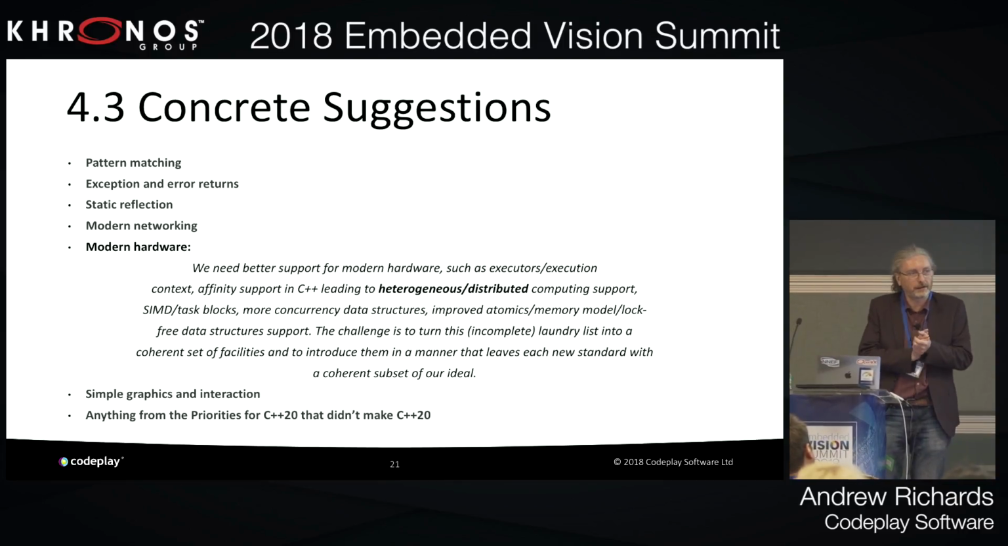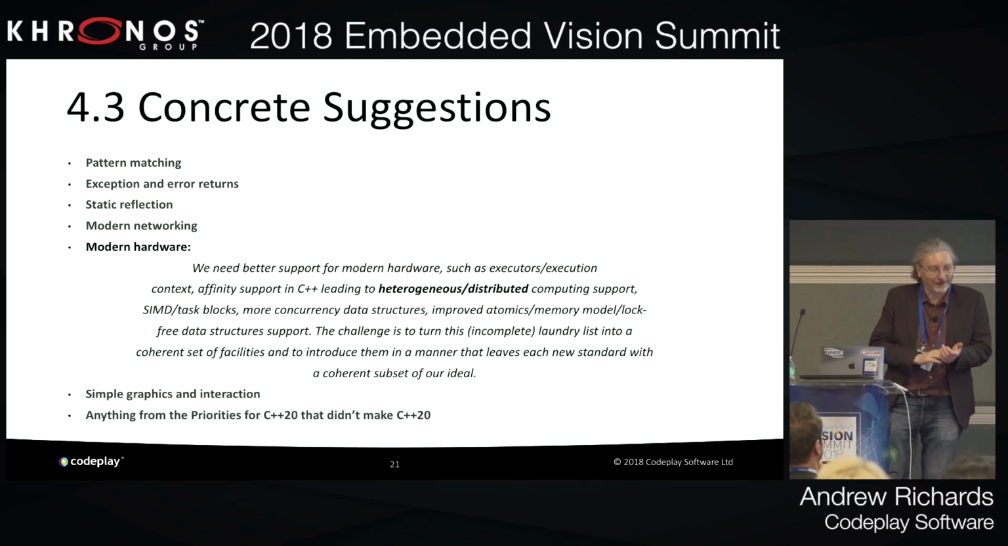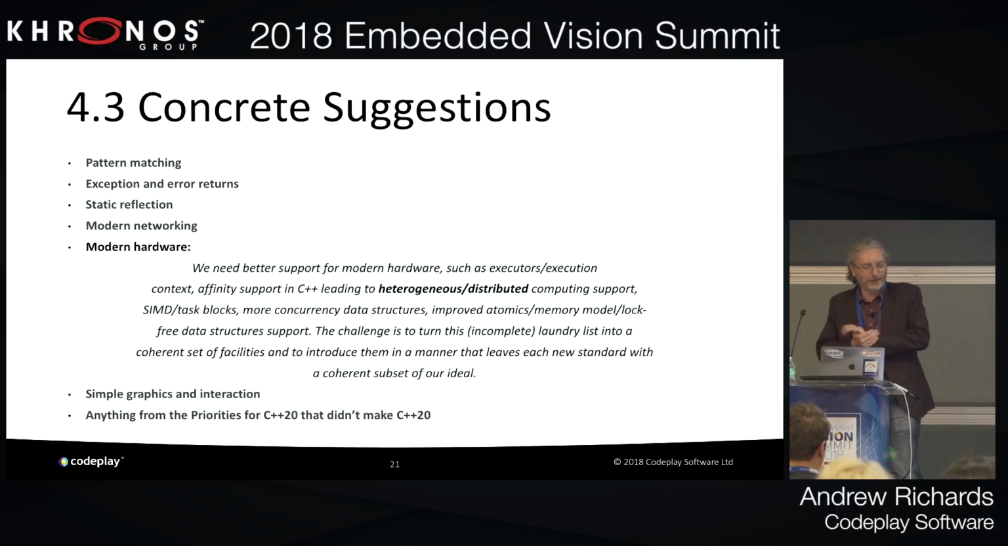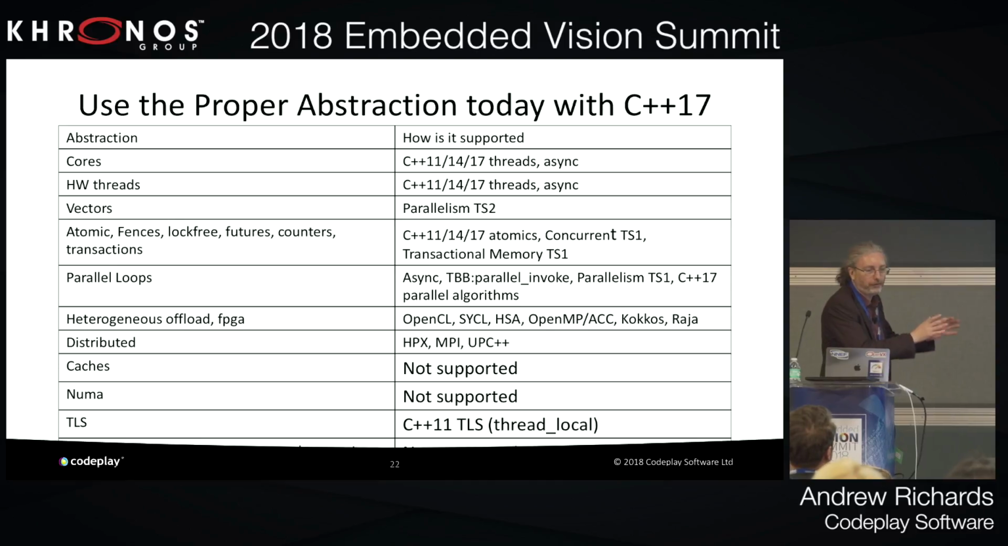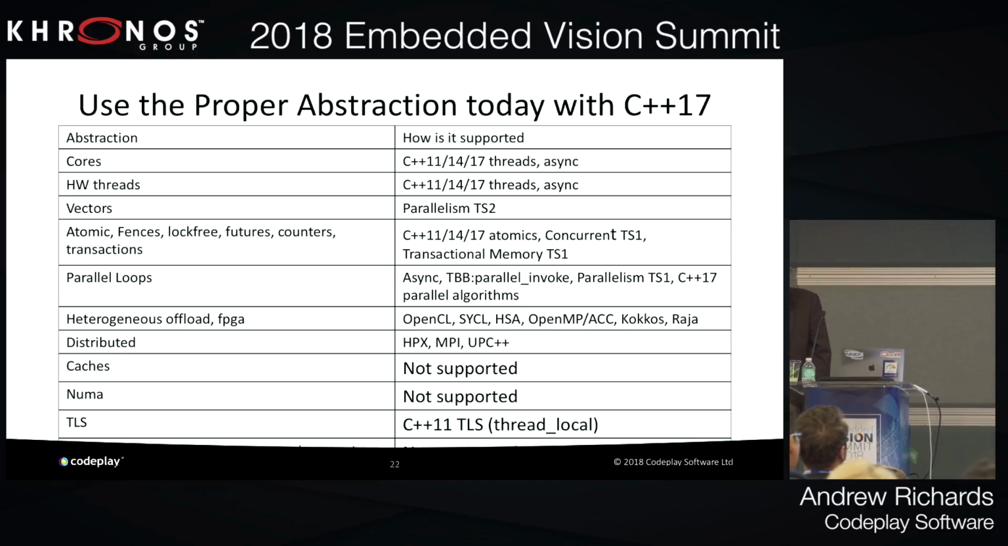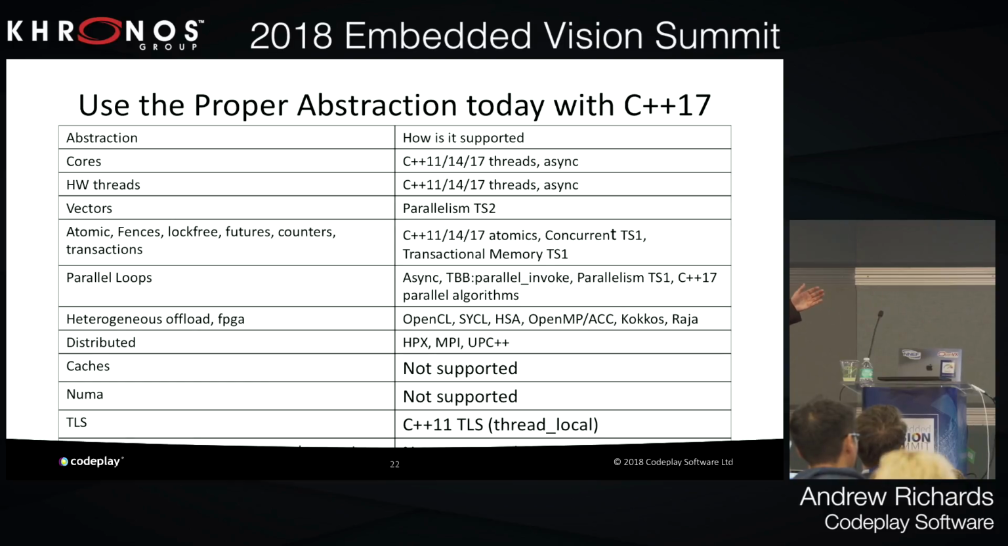Lock-free data structures are actually quite important for GPUs because GPUs can't do locks. And we want to turn this incomplete laundry list into a coherent set of facilities. That's the thing. It's got to all be coherent and stick together. So this is what we're working towards. So today, if you want to use the proper abstractions today in C++17, you can see what's missing as well. So cores, we've got threads and async.